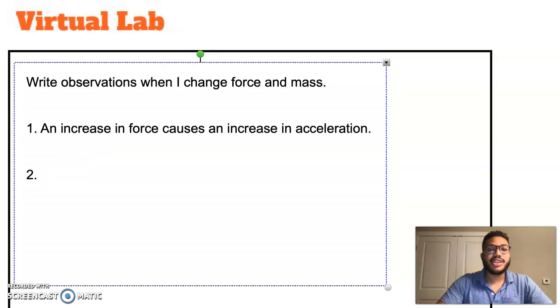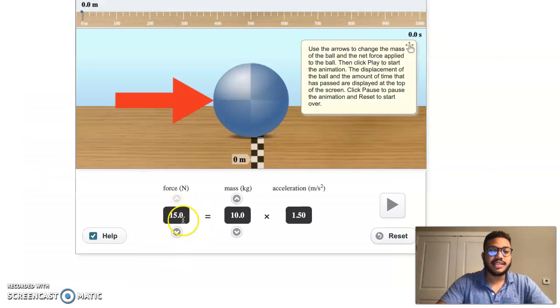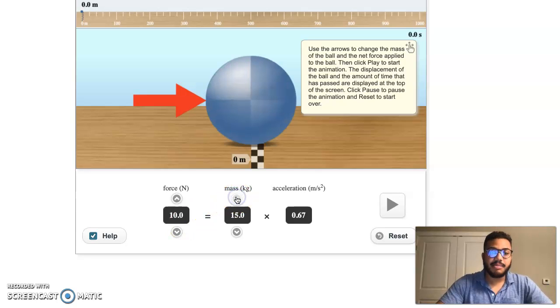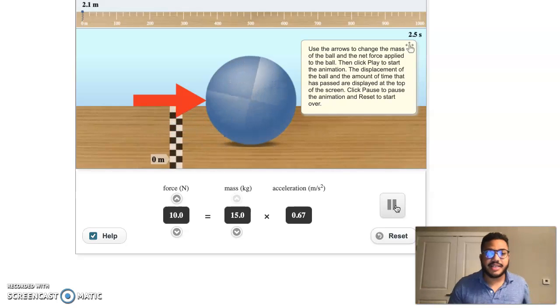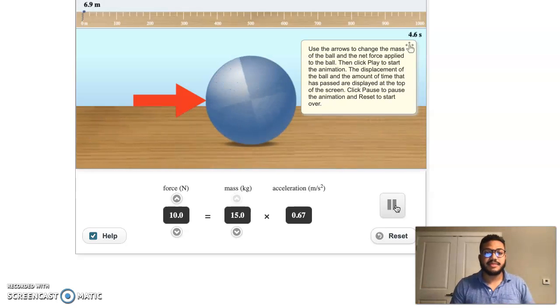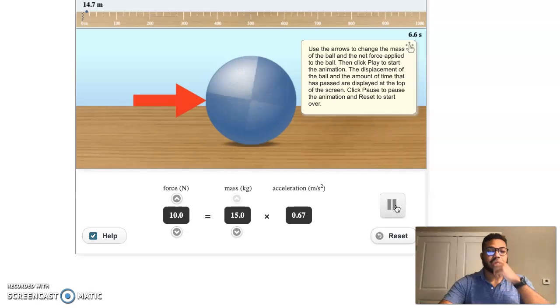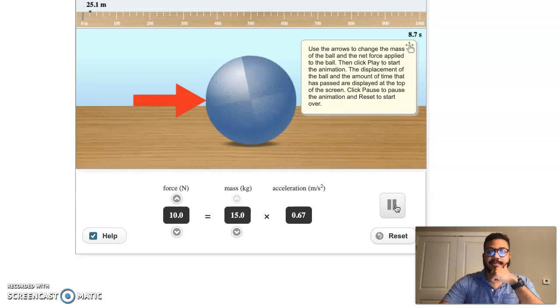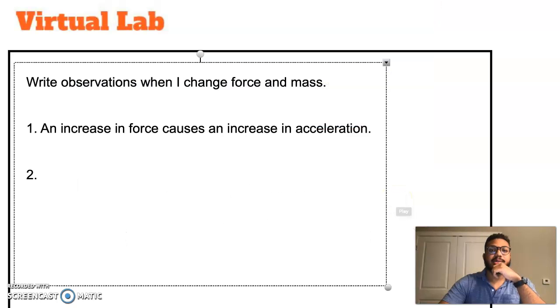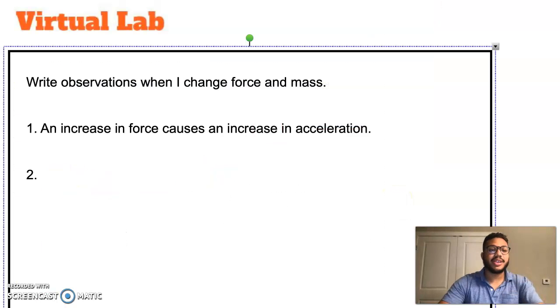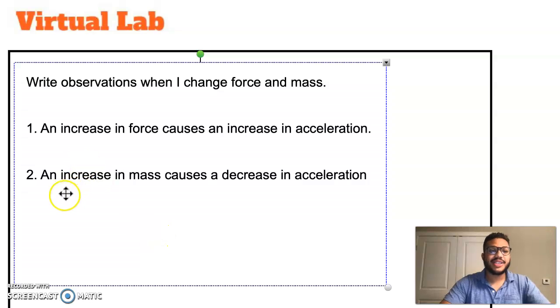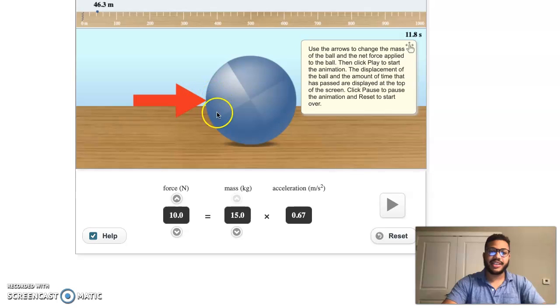But this time I'm only going to change the mass. So let's go back to the control. And let's increase the mass. And so let's write our observations or think about your observations. Okay, sweet. So now here you can write your observations. Okay, and this is what I got. An increase in mass causes a decrease in acceleration.